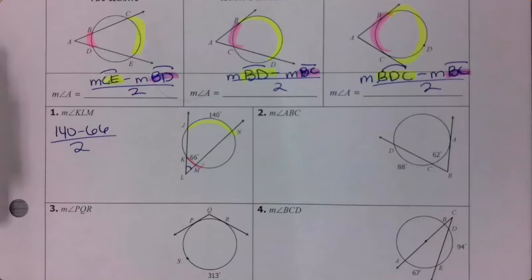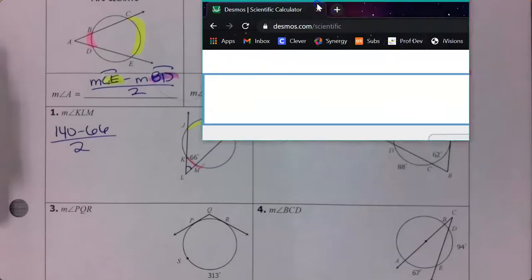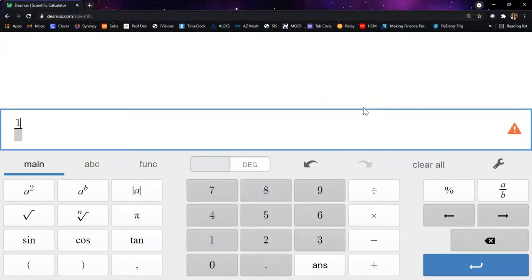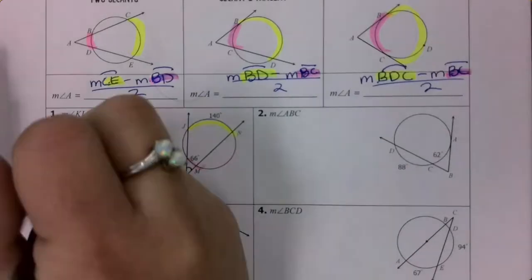Okay, so what I can do is go to the Desmos calculator and type this right in. I want to type 140 minus 66 over 2, which gets me 37. So my answer for number 1 is 37 degrees.